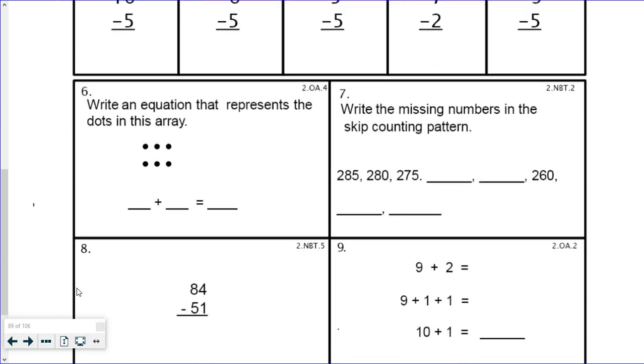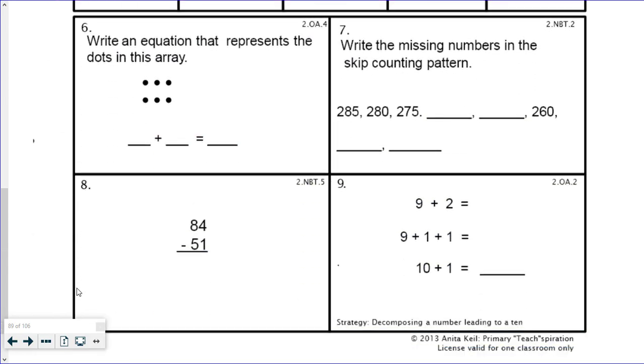Daily math review, no explanation needed on that one. Number 6, we get a dot array. So it says write an equation that represents the dots in this array. So we've got blank plus blank equals blank.